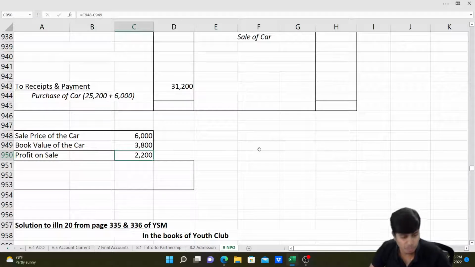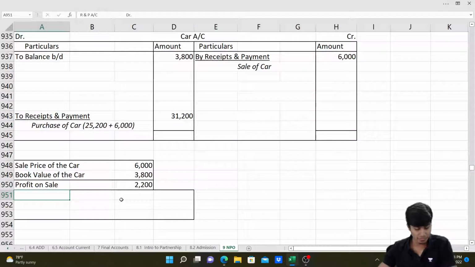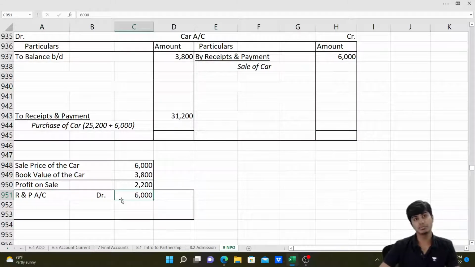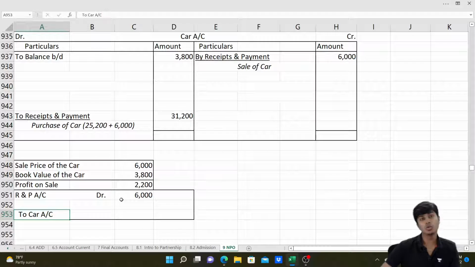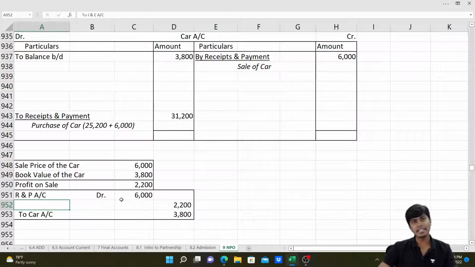Imagine the journal entry for this particular transaction. The entry will be, because the cash is received, we'll write cash account debit, which will now be replaced with receipts and payment account. This will be to the extent of 6,000. And the car is going out, so I'll credit car account. This will be to the extent of 3,800. That is the book value of the car going out. Difference is 2,200 and it is credit because it is profit, which will be credited to usually P&L, but in this case income and expenditure.